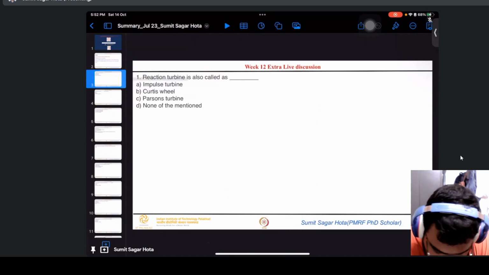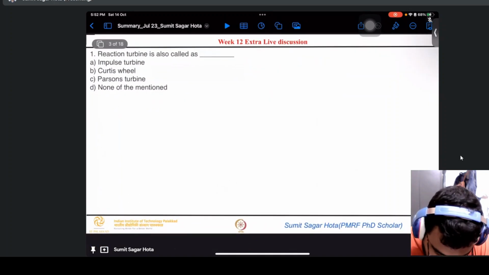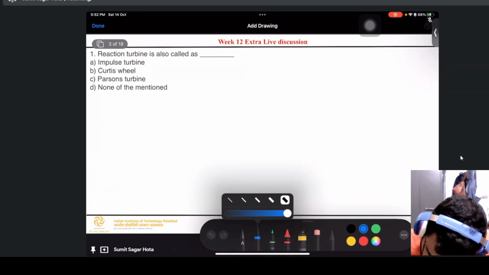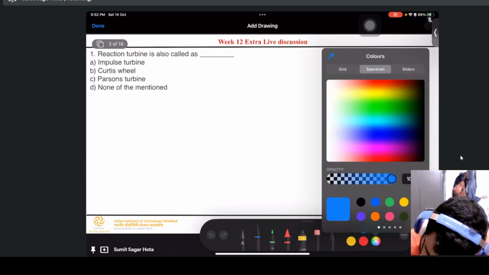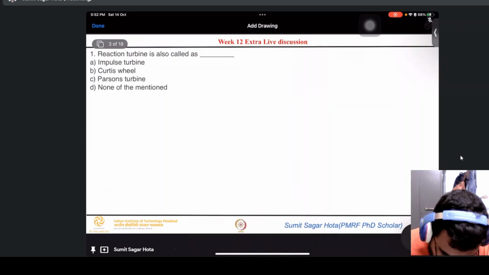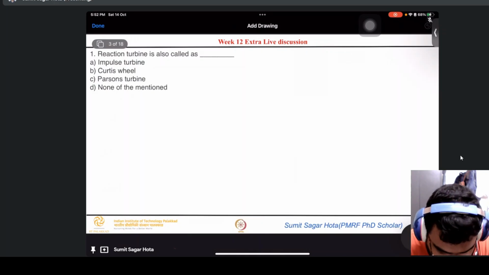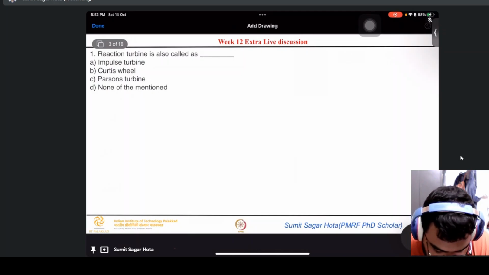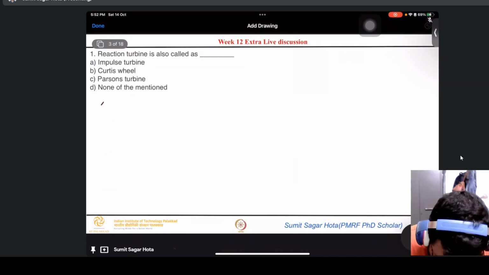Let's start with the first question. The reaction turbine is also called as what? The reaction turbine cannot be the impulse turbine, it cannot be Curtis wheel, it cannot be Pearson turbine. So the answer of this question is D.